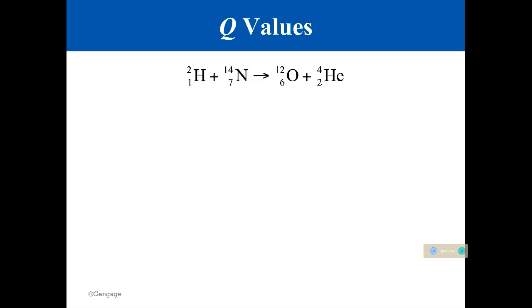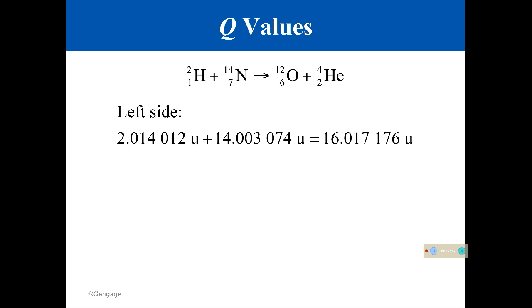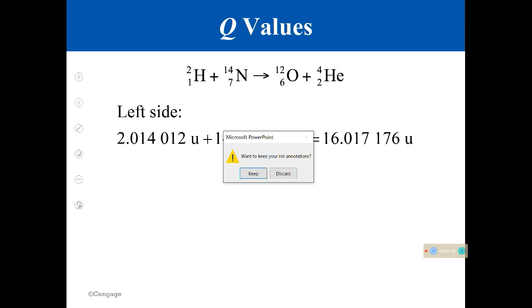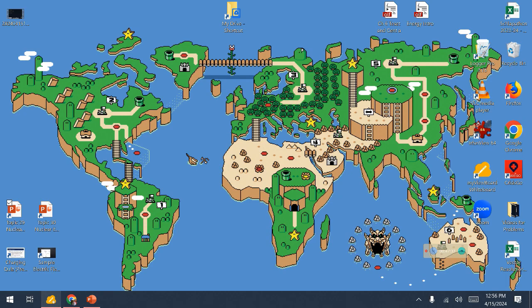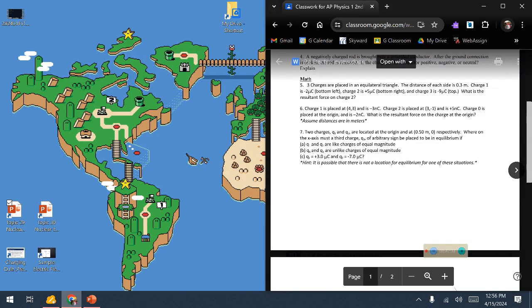Let's talk about Q values real quick. We've actually already discussed this, but essentially, to figure out an interaction, we can look at the atomic mass of these guys right here. You are not going to be able to use your periodic table for this. There is a table that you want to use. It is already on the website, already on Google Classroom.